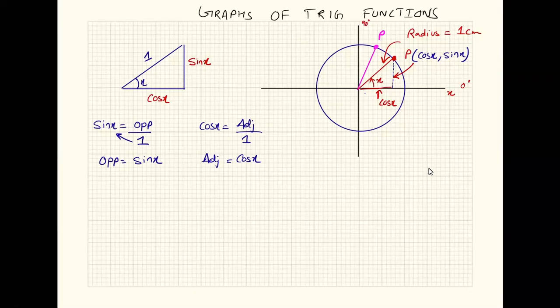So now we are going to link this concept with the graphs of sin x and cos x. So first of all, I'm going to see what happens to this distance which we are calling sin x. Sin x is the vertical distance. Remember this in our example. So let's see what happens to sin x. Now I'm going to measure sin x at different angles.